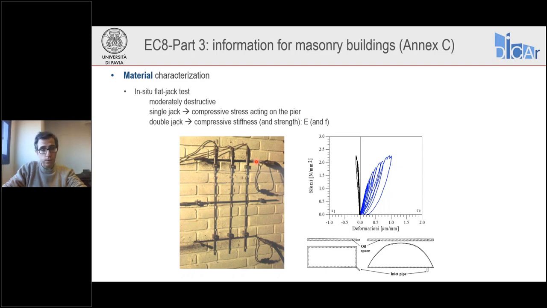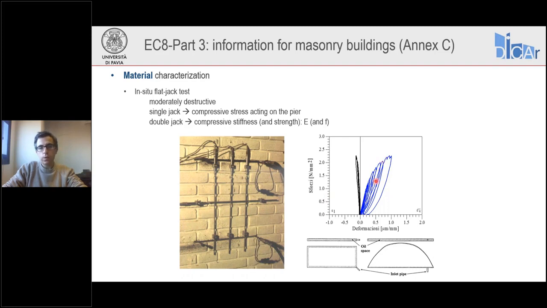If you have a regular masonry such as this one, you are doing this cut inside the joints. You put a jack inside, and if you have a single jack, you can measure the axial load acting, which is the stress acting on the pier. If you do another cut and you put inside another flat jack, you can somehow control the state of this portion of masonry. So you can increase the axial load acting on this portion of masonry, and somehow you can draw this stress deformation curve.